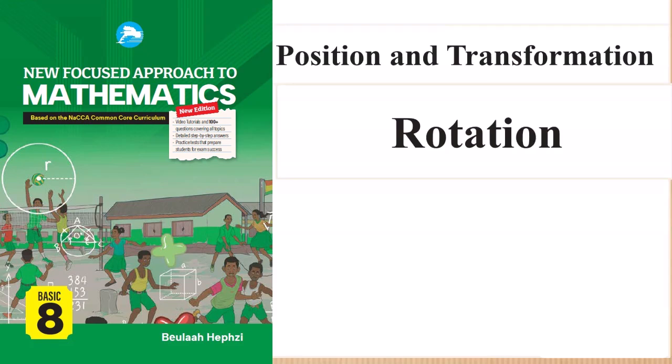This is the revised edition, and in this lesson, we are looking at position and transformation. The aspect we are looking at here is rotation. In Basic 7, we did reflection and translation, and now in Basic 8, we are looking at rotation. In Basic 9, we'll be looking at enlargement or dilation.